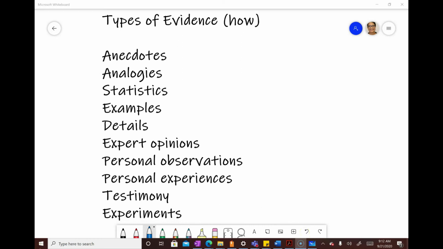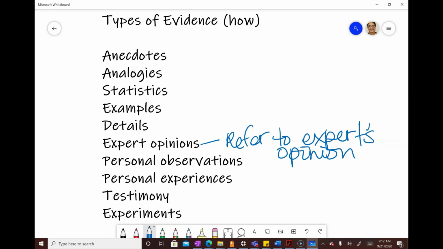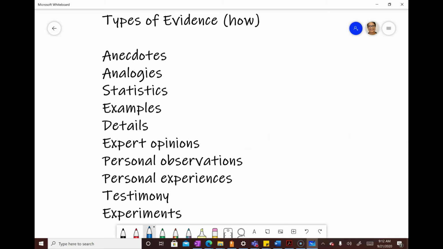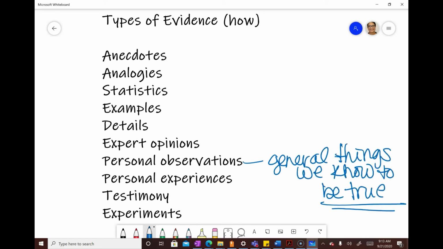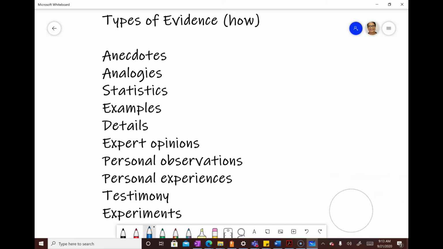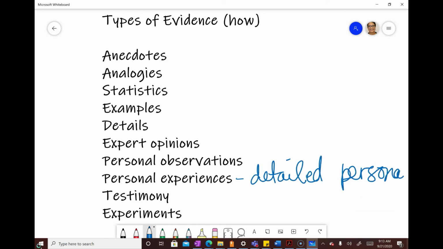Next, we have expert opinions. So this is when we refer to academics or experts within the field and their opinions. So we refer to experts and experts' opinion. Then we have personal observations. So these are general things that we have seen to be true. And then after that, we have personal experiences. So personal experiences are more detailed. So it's like the personal anecdote. So a detailed personal story told.